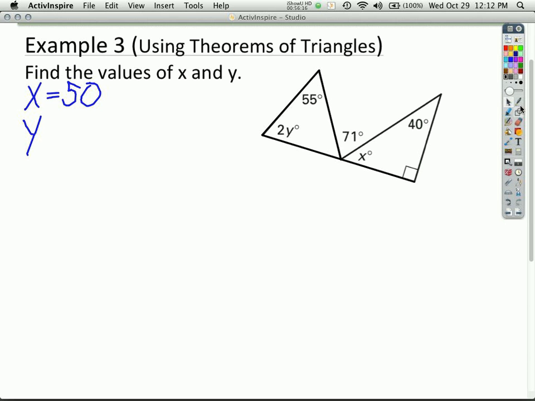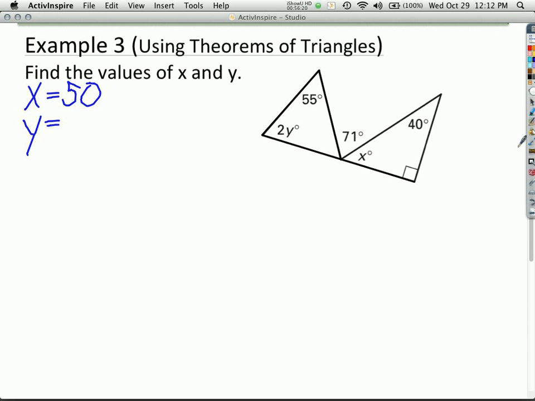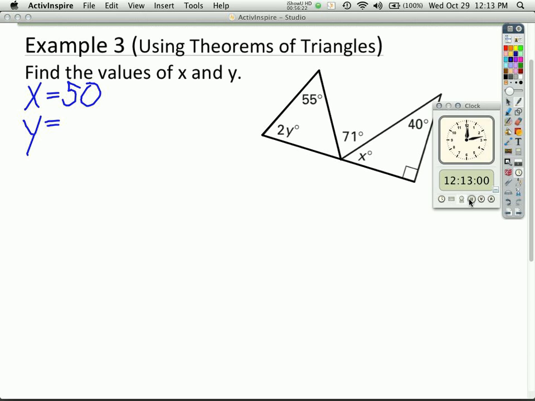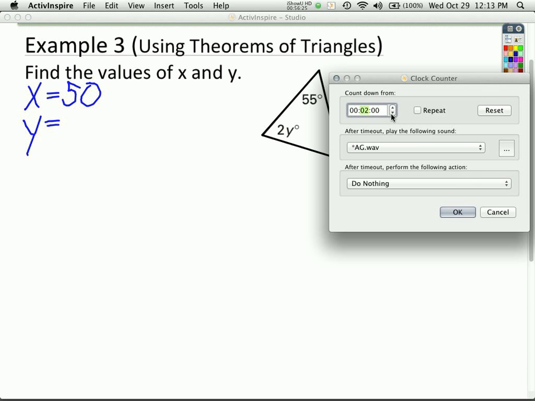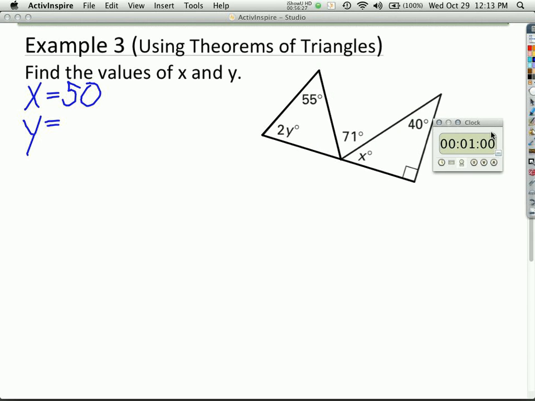So, you got 1 minute of team talk to see if you and your teammates can figure out how we can get the y. How can we get it? If you already have an idea, share it.